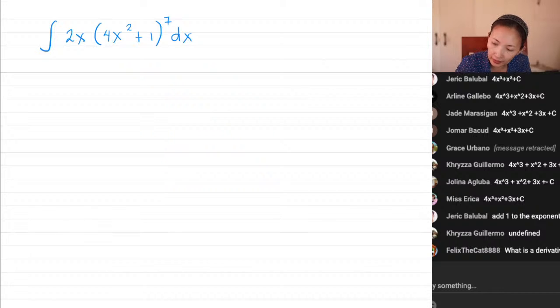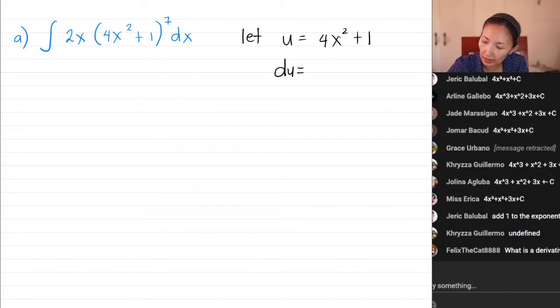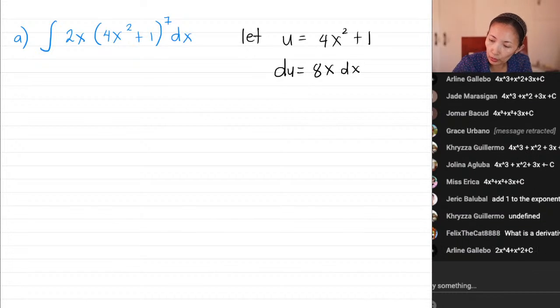Let this be letter A. Can you try? So, like what we did in the previous, we introduce u. We let u be 4x squared plus 1. So, what is du? Differentiate u with respect to x. It's 8x, and the derivative of 1 is 0. So, 8x dx.